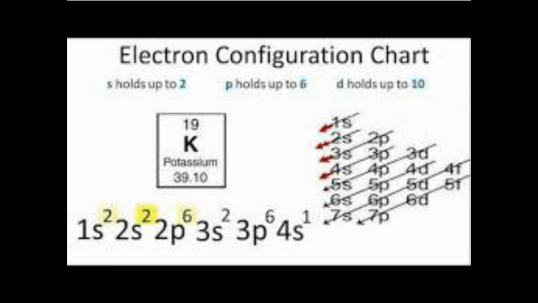The next example is potassium. Potassium has 19 electrons in its atom, and according to the Aufbau principle, it is filled in 1s2, then 2s2, then 2p6, 3s2, then comes 3p6, and the last 19th electron is going in 4s. Again, don't forget that you have only 19 electrons. Otherwise, if you have 20 electrons, then you will be filling 4s2 like this.